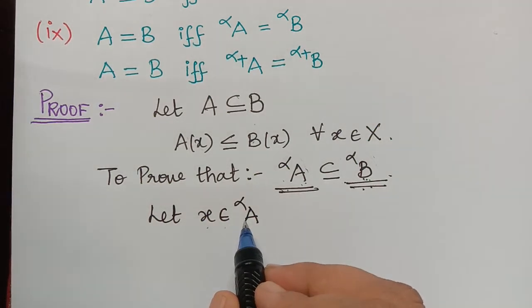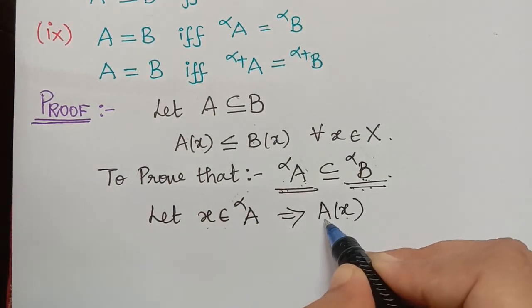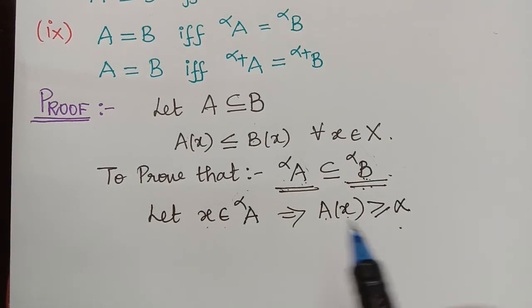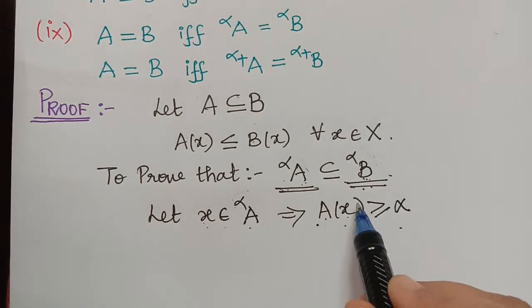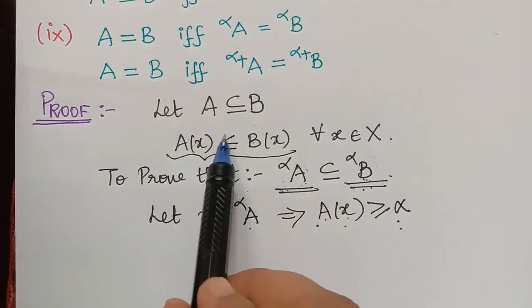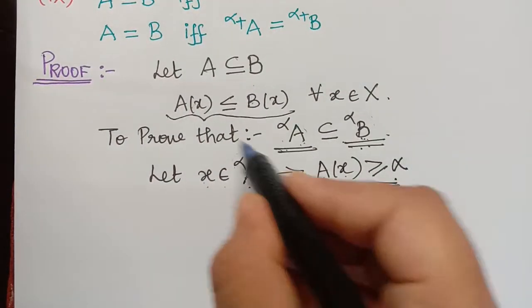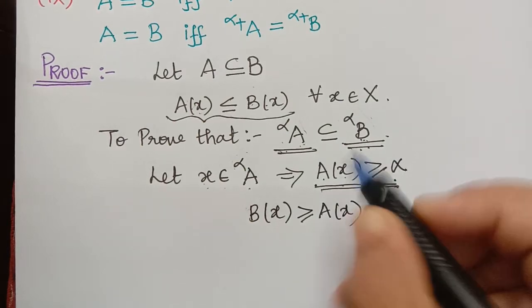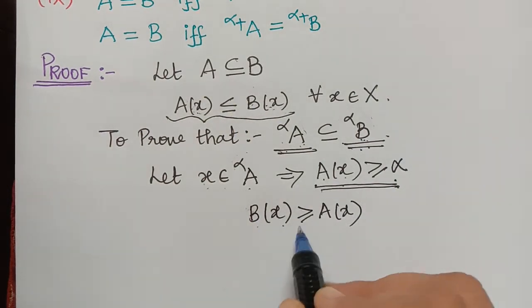So now let us see the proof. Now because X is an element of alpha cut of A, by the definition of alpha cut, we know that the membership grade of X with respect to the fuzzy set A will be greater than or equal to alpha. So if you see the definition of alpha cut set, you will understand this. So using that definition, because X belongs to the alpha cut set of A, it implies that A of X is greater than or equal to alpha. But what do we have here in our assumption? A of X is lesser than or equal to B of X. So I'm just rewriting this inequality. A of X is lesser than or equal to B of X can also be written as B of X is greater than or equal to A of X.